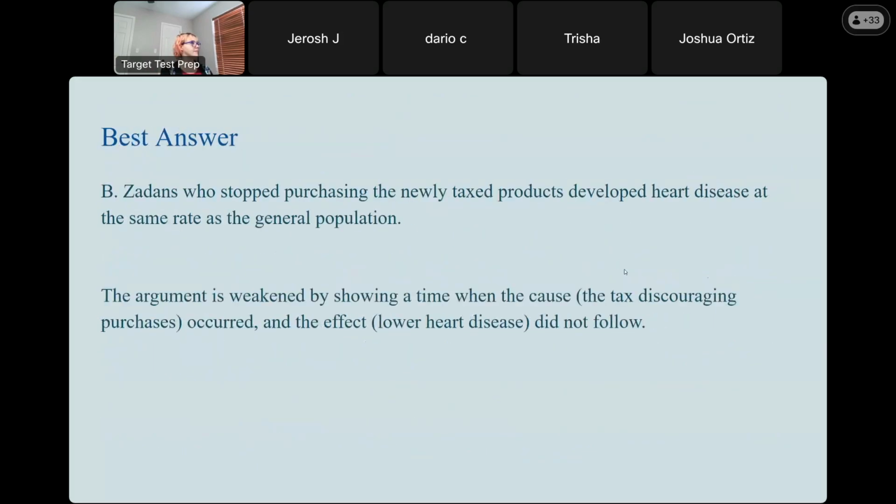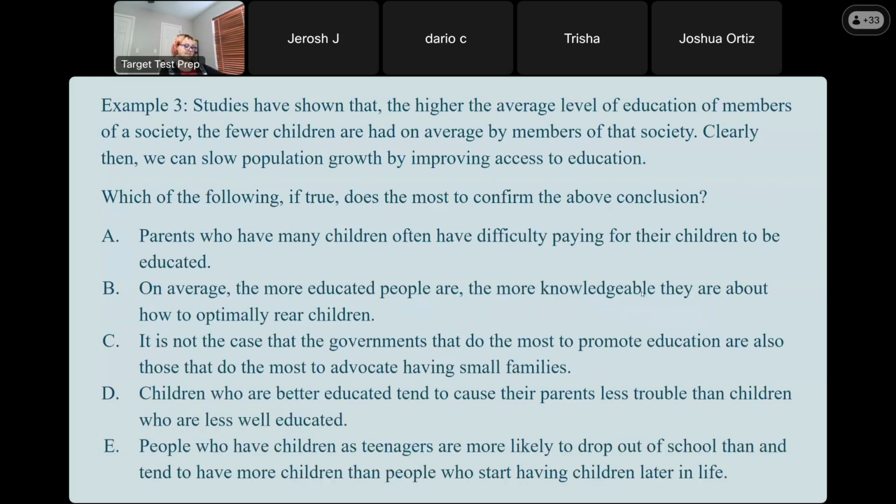So let's see. Yep, the argument is weakened by showing a time when the cause, the tax discouraging purchases, occurred, and the effect, lower heart disease, did not follow. So this is the opposite of the last one, because the last one removed the cause and then the effect didn't happen, and this one has the cause, but the effect did not follow. So let's look at another example, and I will give you guys a couple minutes and I'll check in before I start reviewing.